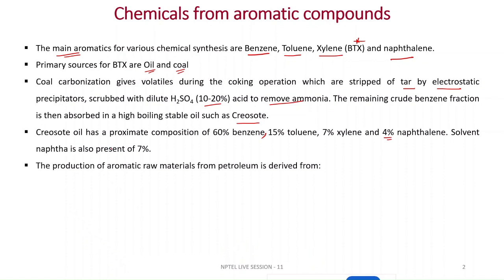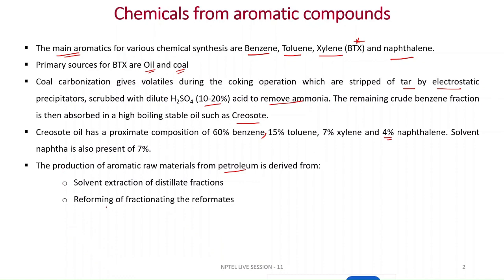Right? The production of the aromatic raw materials from petroleum crude oil is derived from which processes? First process is solvent extraction of distillate fractionations. Second process is reforming and fractionating the reformates. Third process from which we can derive BTX is the naphtha cracking process. Fourth process is the hydrodealkylation process. This process is very important.